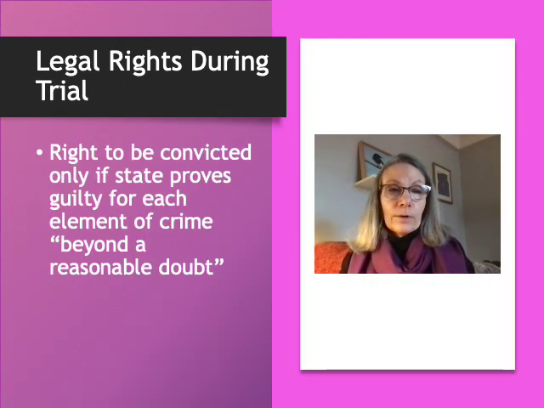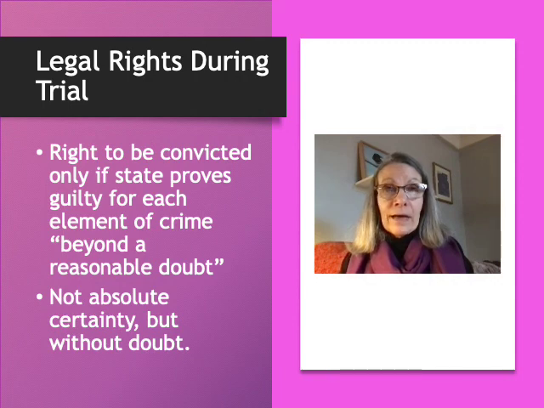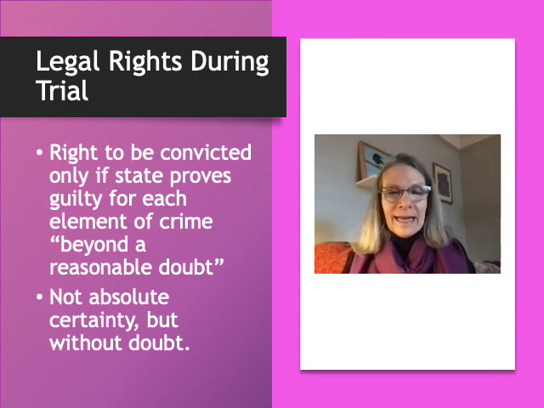And the final right that we're going to talk about is that even though it's not in the Constitution, due process says that to be convicted, the government or the state, whether it's the federal or the state government, needs to prove each element of the crime beyond a reasonable doubt. That means you don't have to have absolute certainty that this person is guilty, but you have to have little to no doubt that this person is guilty. And so, again, the standard of proof in criminal trials is high: beyond a reasonable doubt.